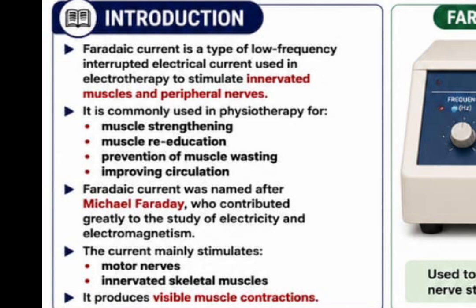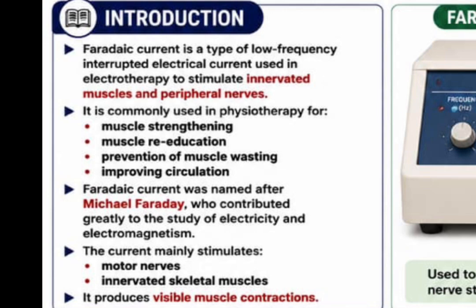Two, it is used in muscle re-education. It is used to prevent muscle wasting and improve circulation. You only use a Faradic current when the muscles are already innervated, which means the neuromuscular transmission is there. It's not used when the muscle doesn't have neuromuscular transmission, or is denervated, which means there is no communication between the brain and the muscle at all.